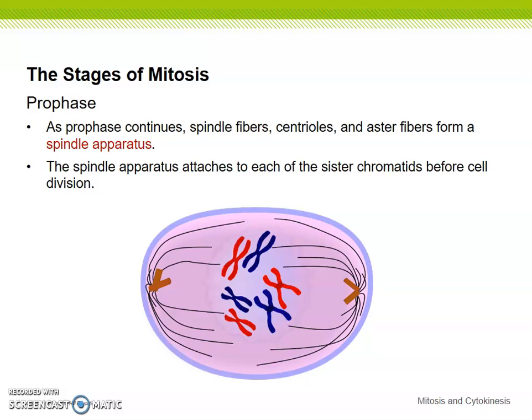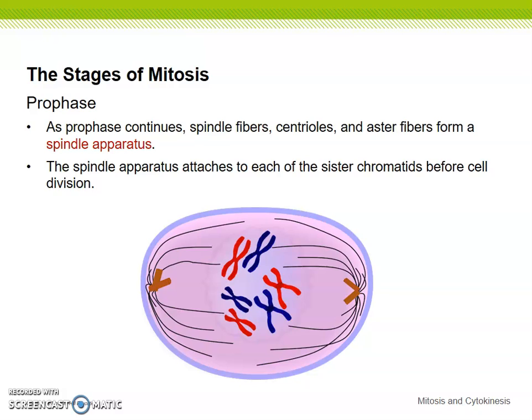Here we have a picture of prophase. It starts with the chromatin condensing into chromosomes. The nuclear envelope breaks down, and something known as the spindle apparatus starts to form, which contains spindle fibers, which are the long, spidery looking things on your slide, centrioles, which are the brown things on that picture, and aster fibers.